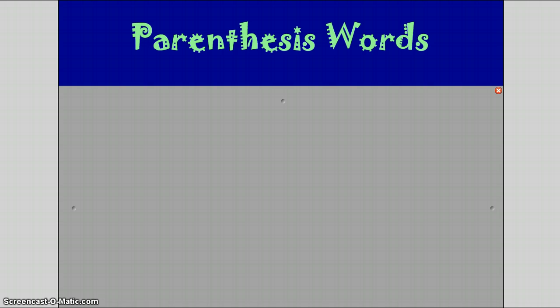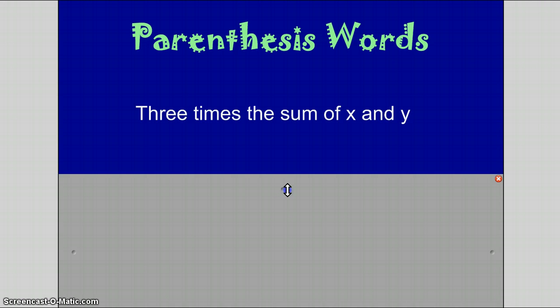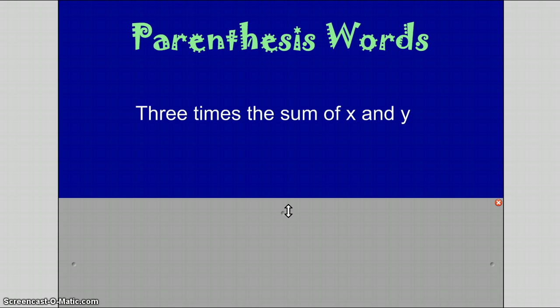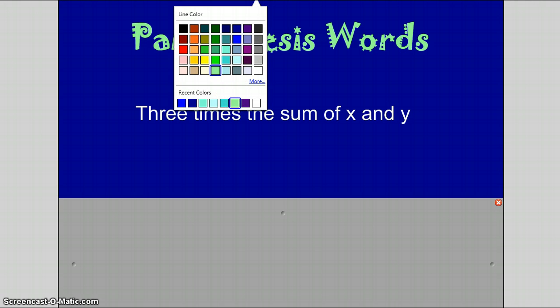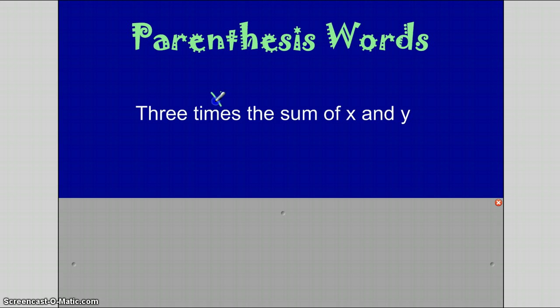The last thing is parentheses words. This is something you may not have seen in the past. So let's just take a look at an example here. It says 3 times the sum of x and y. The key is when you need to use parentheses, you have to look for 2 different operations. So for instance, times, we said before, is multiplication. Sum is addition. Since we have 2 operations, we need to insert parentheses in order to separate them. So we have the sum of x and y, but we want 3 times that sum, so we put the 3 in front.